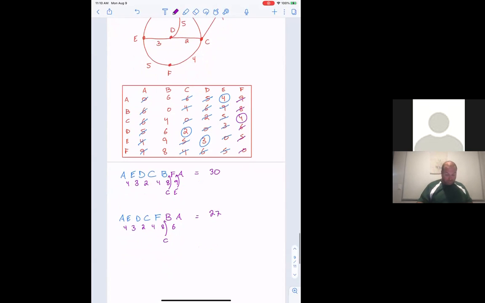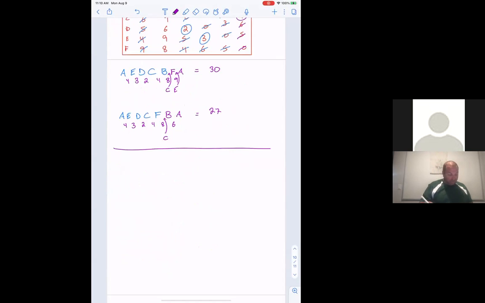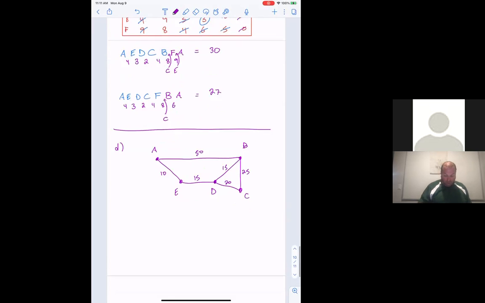Okay. And then we have part D. So here's A, here's B, here's C, here's D, here's E and A. 10, 50. Oh, there's also this one, D to B. It's 15, 15, 20, and 25.